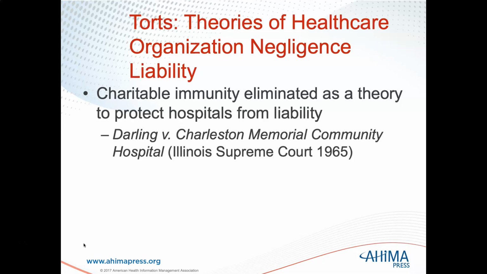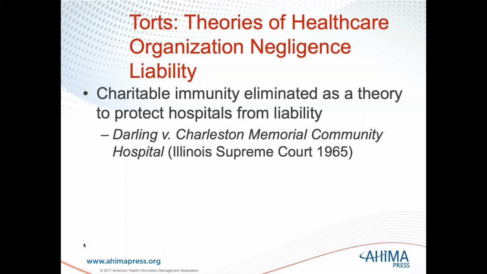Charitable immunity was eliminated as a way to protect hospitals from liability after the Illinois Supreme Court case in 1965 of Darling versus Charleston Memorial Community Hospital. You have an assignment on that this week, so please make sure that you take a look at that. I'm not going to cover it here. If you have any questions, you can always look that up on the internet as well for some more information, because that's a classic. It's an absolute classic case. Prior to this, hospitals were pretty much immune from liability, and afterwards it opened wide open, and you saw a lot of hospitals being dragged into cases.